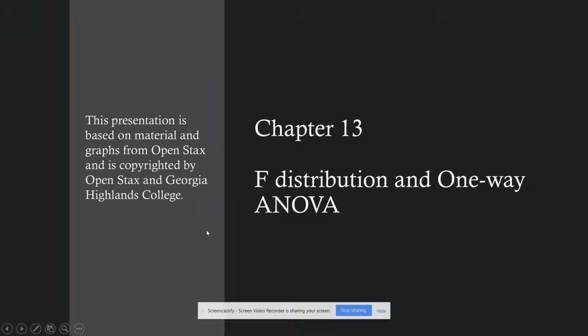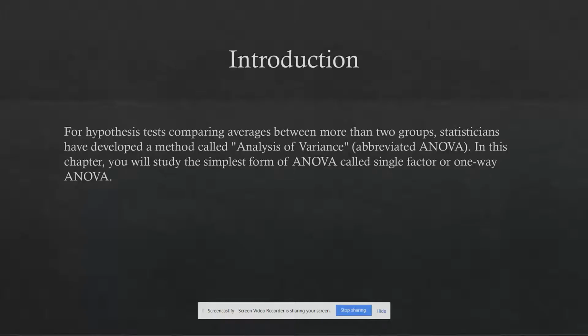So we're going to talk about, in Chapter 13, the F distribution in a one-way ANOVA. So we looked at one mean t-test and one mean z-test. So now what we're doing is we're going to compare the averages between two or more groups. So there's a method called analysis of variance.